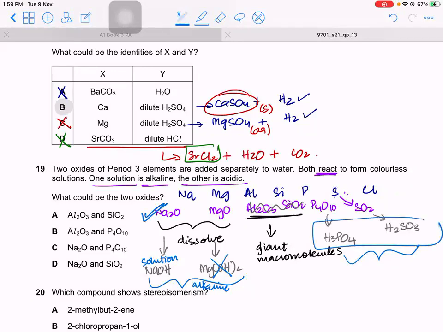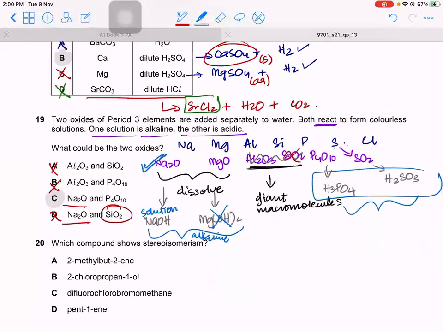Let's see our options. We know one is definitely sodium oxide. Can't be this. Can't be this. Can it be SiO2? No, we've already eliminated that. It can't react with water. Giant macromolecular. Therefore, the answer is C. Clear?